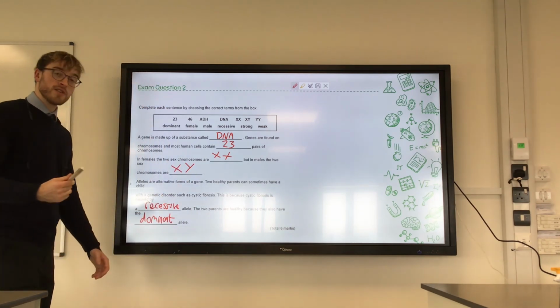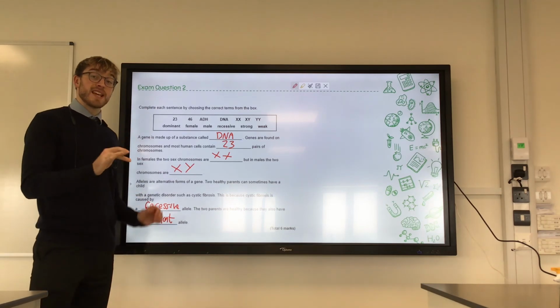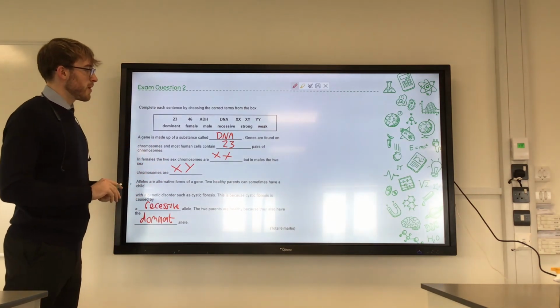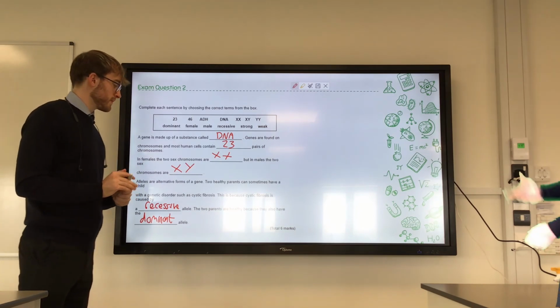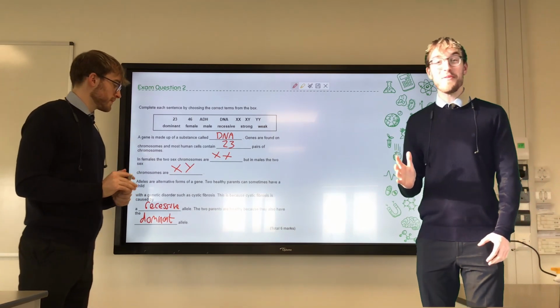Remember, they only need one copy of the dominant allele for the disease not to show, because cystic fibrosis is recessive.